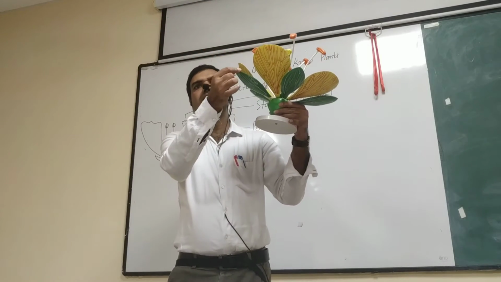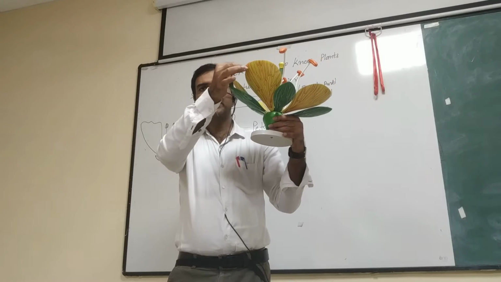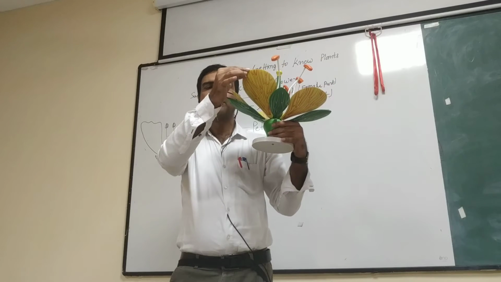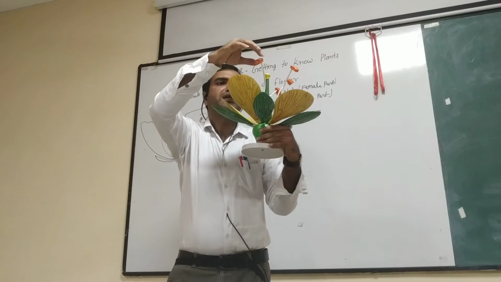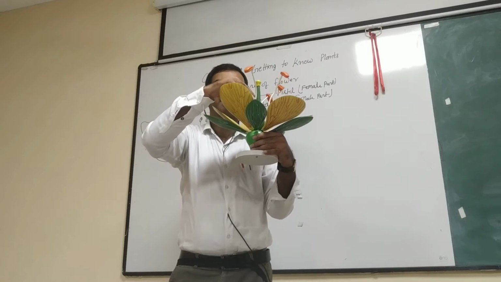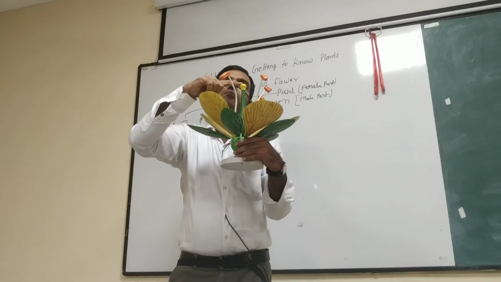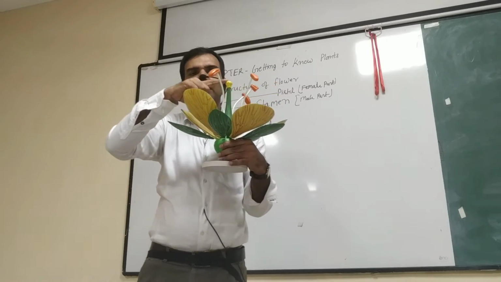Outermost part, that is sepal. Next to it the colored part, that is petal. Next androecium, and it is the stamen, the male part of the flower. And then the pistil, that is the female part of the flower.